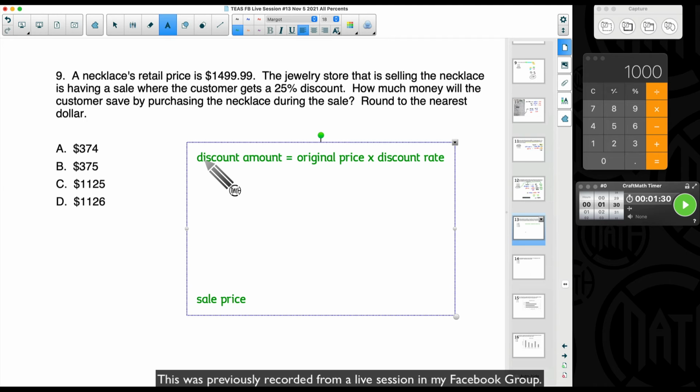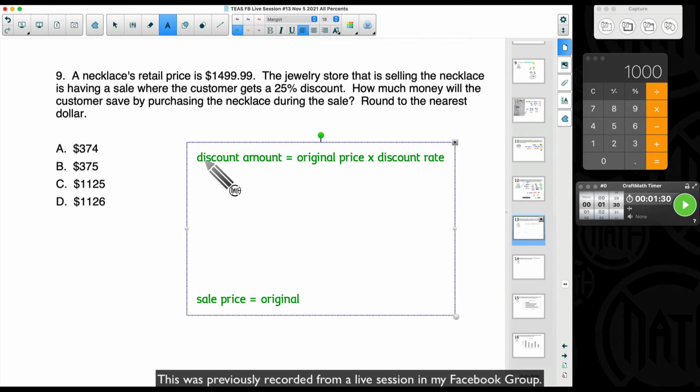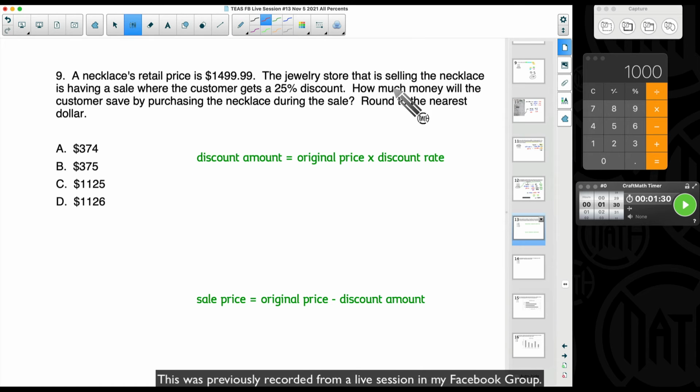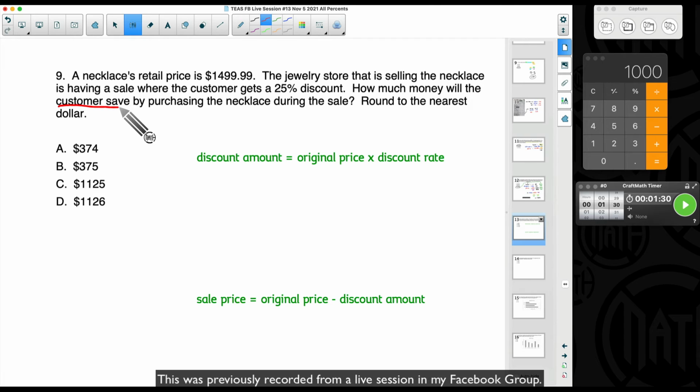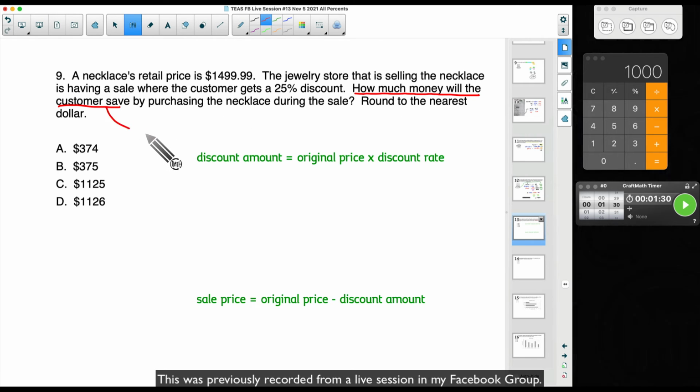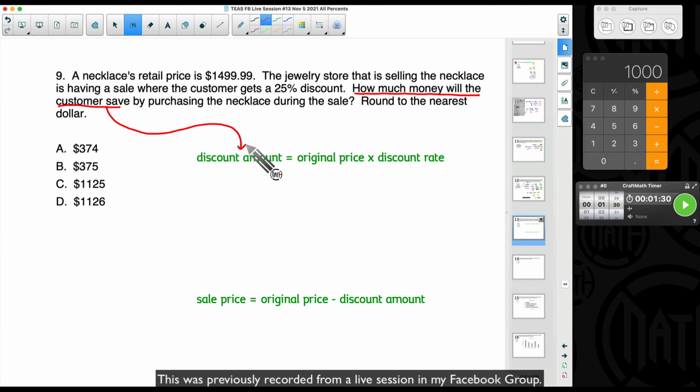If you want to find the sale price, you take the original price and subtract the discount amount. I'm putting that formula down here because we will come back and look at a little bit extra in this problem. Now this question says, how much money will the customer save? So I did kind of try to trick you up here. We're not trying to figure out how much money the customer is going to pay. We're trying to figure out how much the customer is going to save.